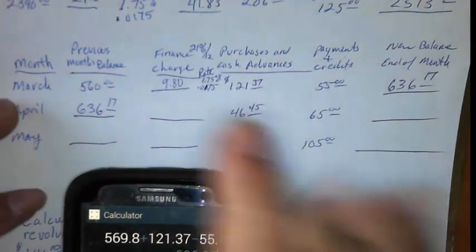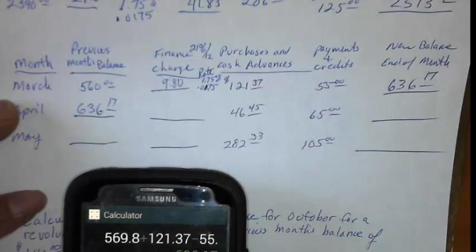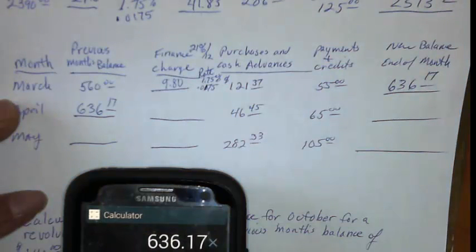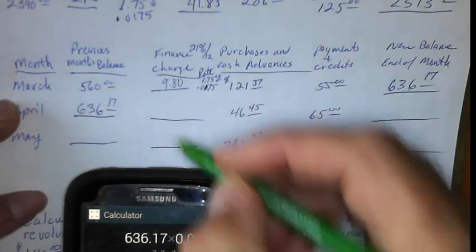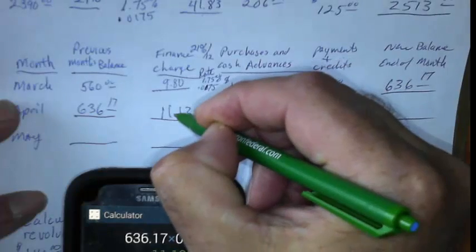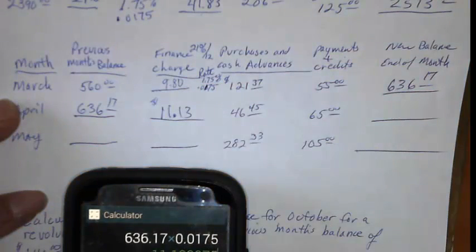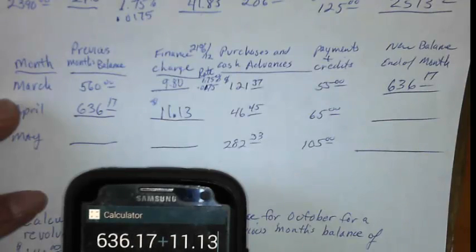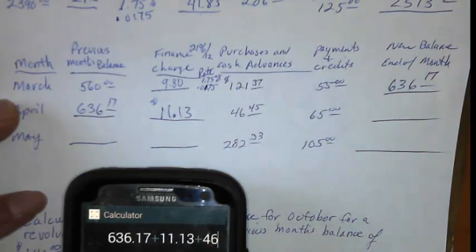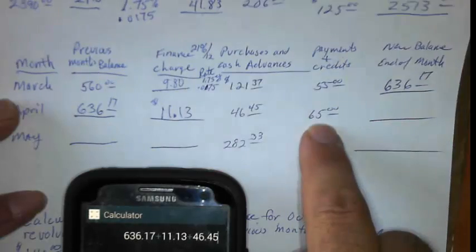So we do the same thing. So we now have this. We're going to times that now by our finance charge for our unpaid balance. Okay, so now we have 11.13. So I'm going to clear that out now. So we have 636.17 plus 11.13 plus our purchases minus our payments.